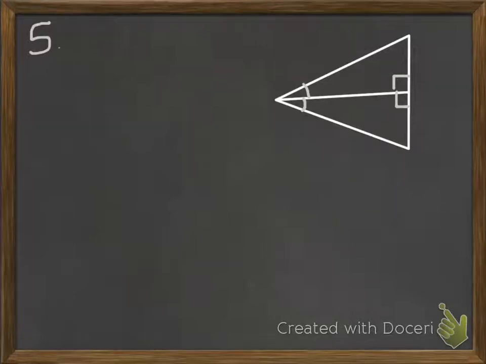Alright, welcome back. We have Unit 4, Lesson number 4. We're going to start with number 5. Number 5 asks, tell whether the angle-side-angle postulate can be used to prove the triangle is congruent. If not, write not possible. So the question is, can we use angle-side-angle to prove that these triangles are congruent?